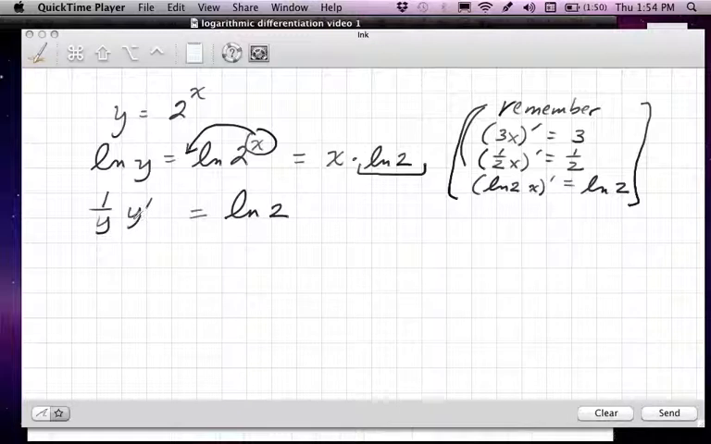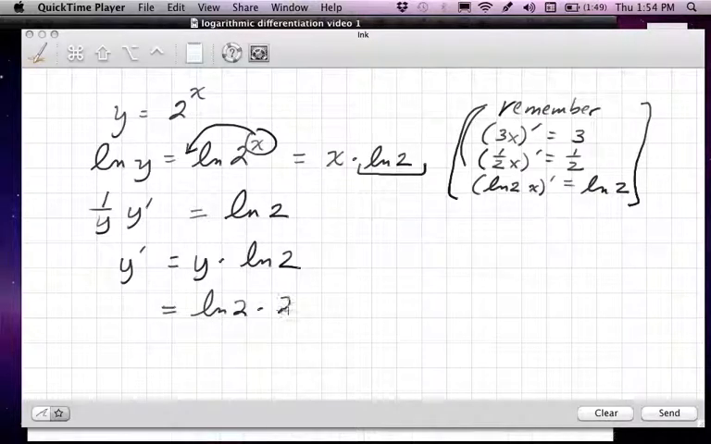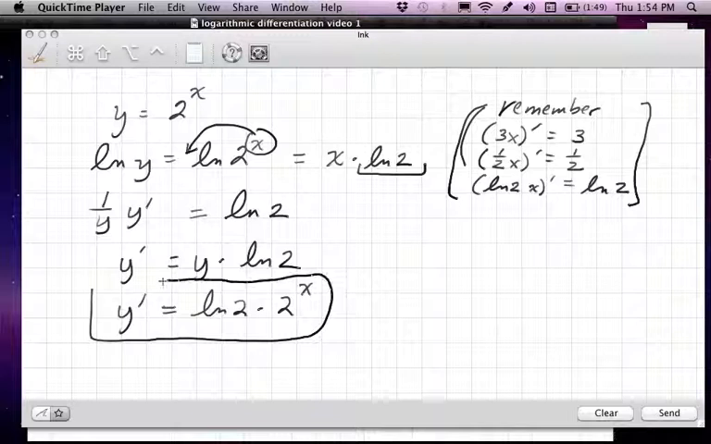So I have 1 over y times y prime is equal to the constant natural log of 2, so y prime, multiply both sides by y to cancel it out of that side, and y is just 2 to the x, so this is just natural log of 2 times 2 to the x. So you can do logarithmic differentiation for exponential functions that aren't just e to the x. And those are some three quick little examples.